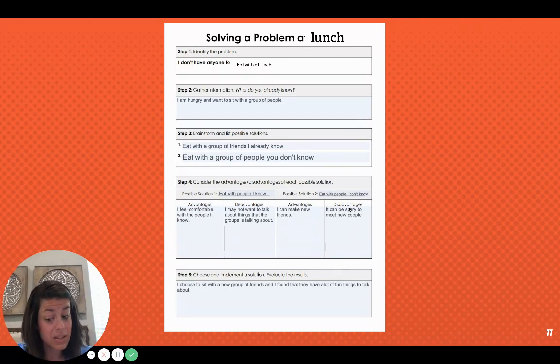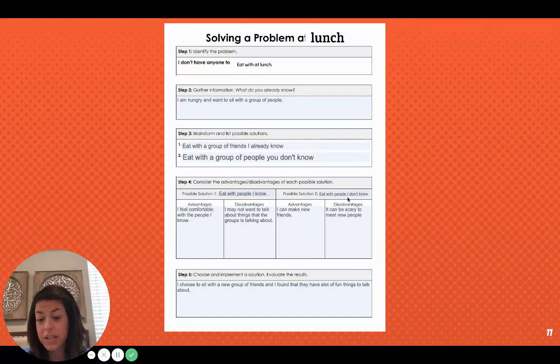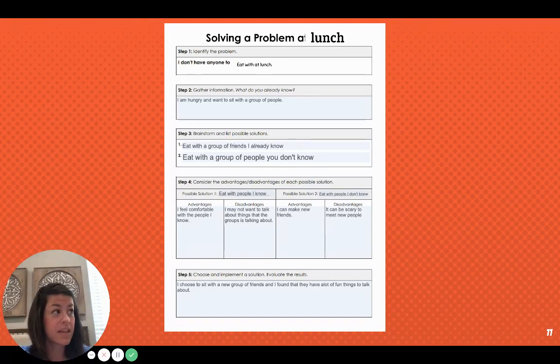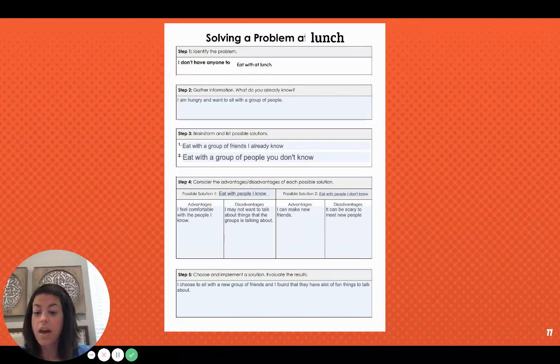My second solution was to eat with people I don't know. And a good thing about that is I can make new friends, and I can decide, hey, I have a whole new group of friends that I can make. The bad thing is it can be scary to meet new people sometimes. And we have to just be okay with walking up and saying, hey, my name is Miss Crouch. Can I sit with you at lunch? So those are some good things.